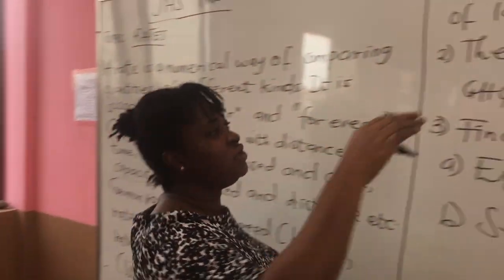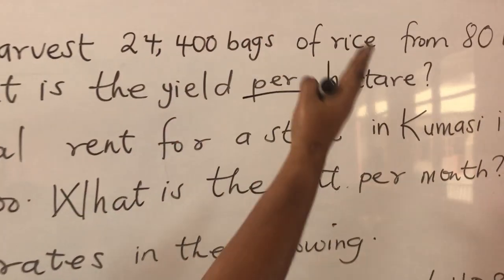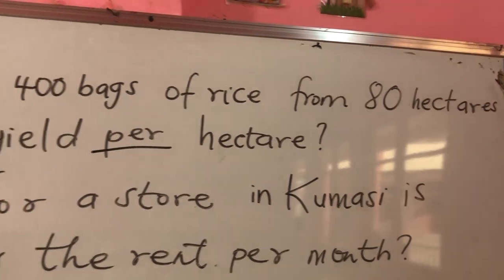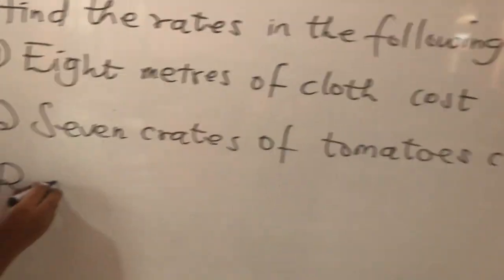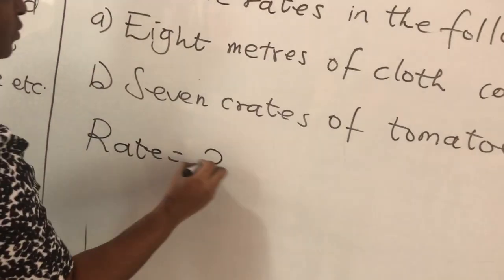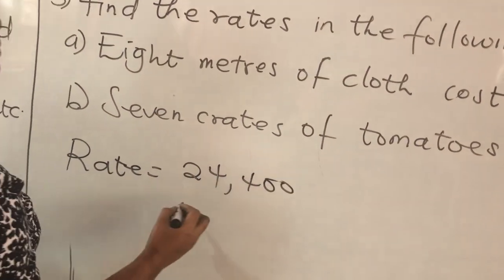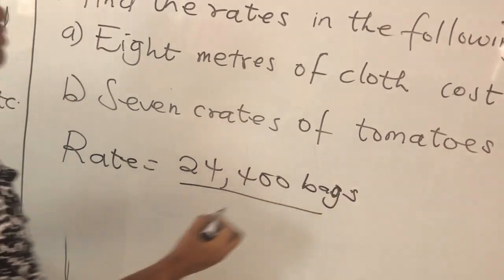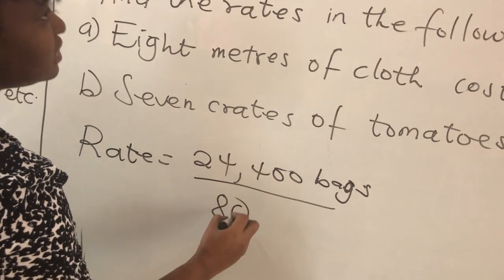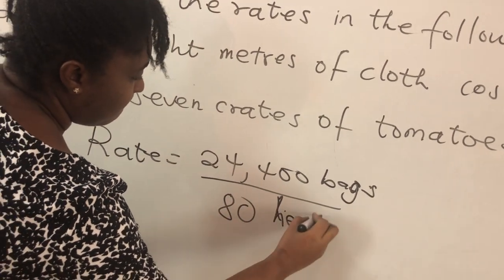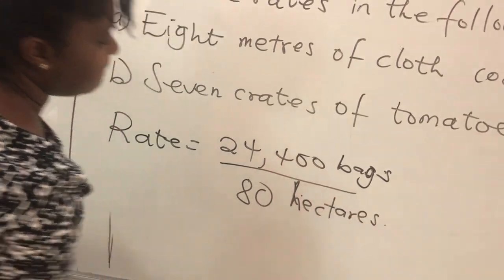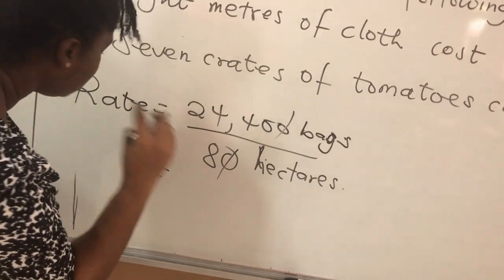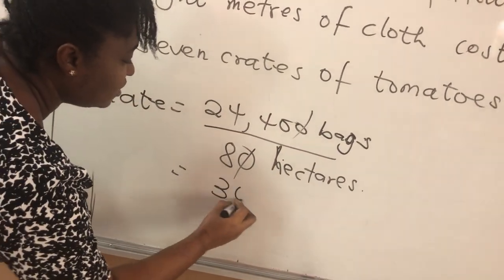So we are simply going to divide 24,400 bags of rice over what? The 80 hectares of land. So you can have it here as rate is equal to 24,400 bags divided by 80 hectares. Okay, so your 0 here, your 0 here. Do your cancellation yourself, but I'm getting something like 305.